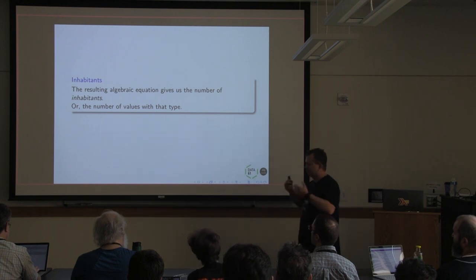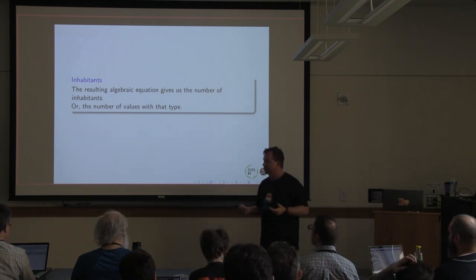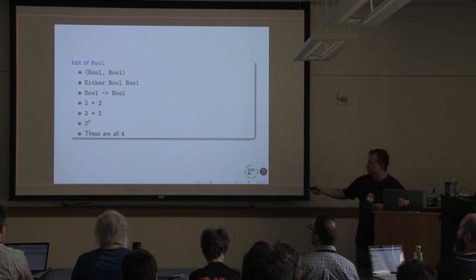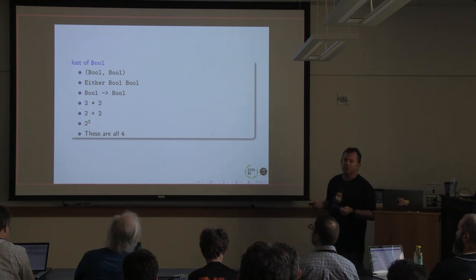And these things, these values that inhabit the types, these programs that have that type, are called the inhabitants. So we might say something like, this type has four inhabitants. Well, it has Bool to the power of Bool, right?